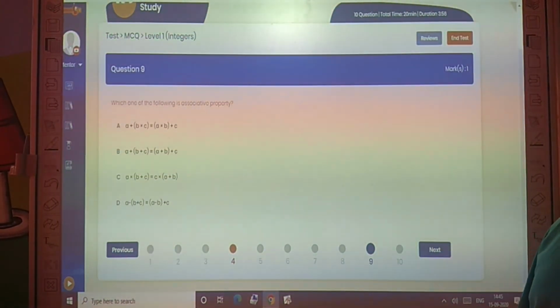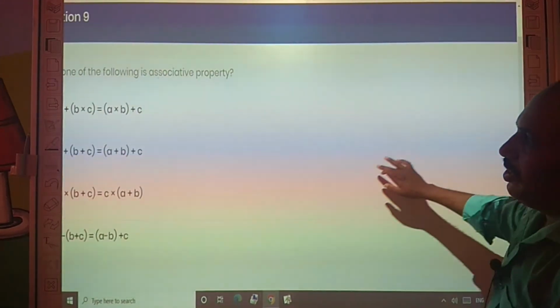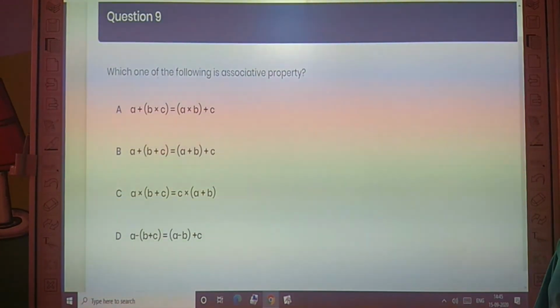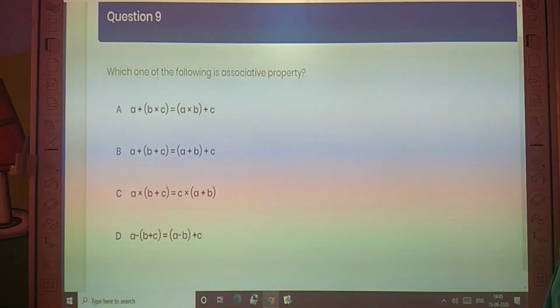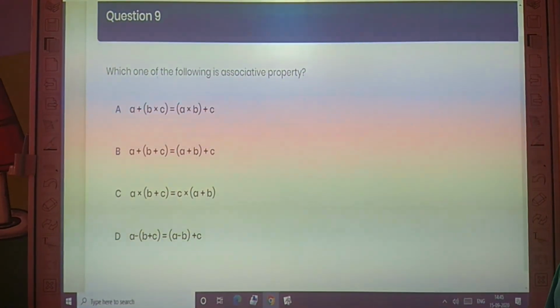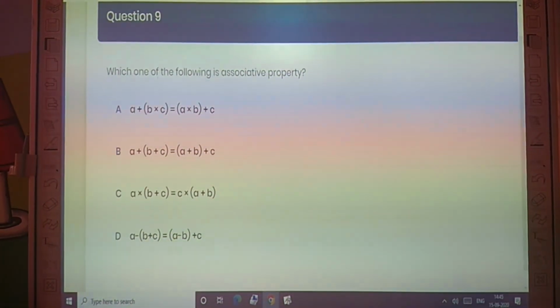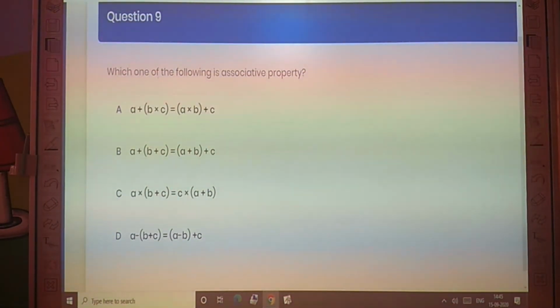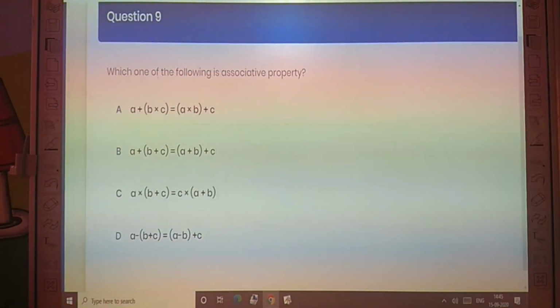Which one of the following is the associative property? The first one is a plus b into c is equal to a into b plus c. B, a plus b plus c is equal to a plus b plus c. Then C, a into b plus c is equal to c into a plus b. D, a minus of b plus c is equal to a minus b plus c.